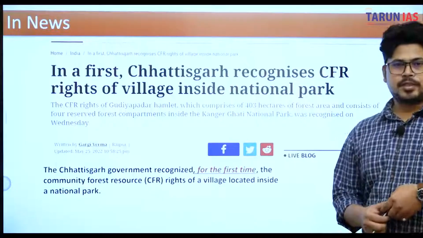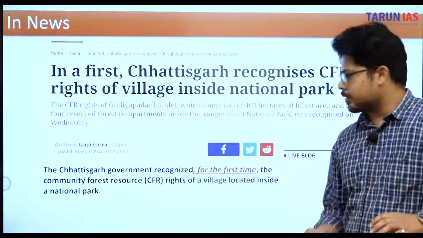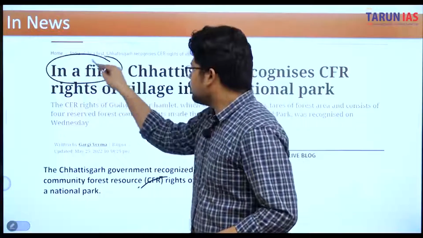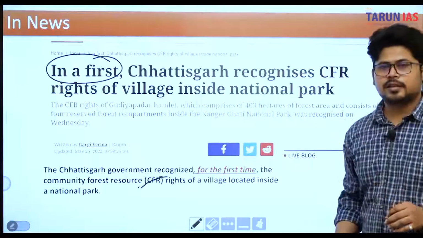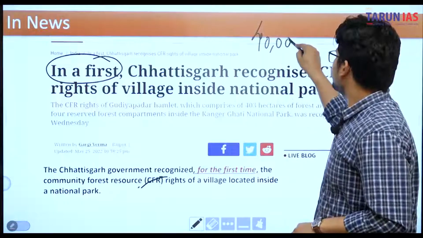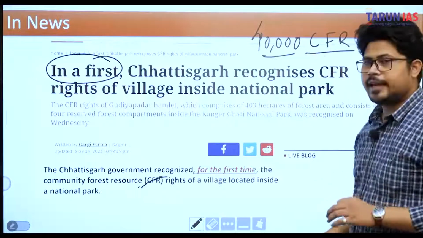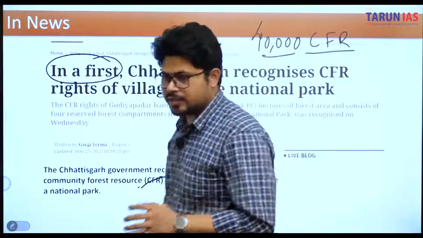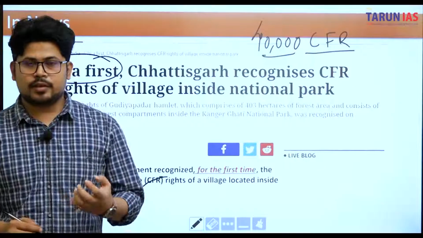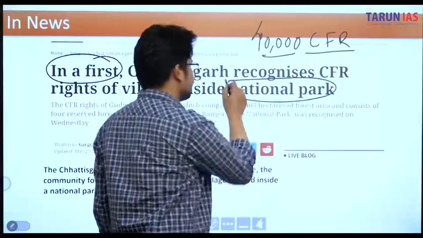In a first, Chhattisgarh recognizes community forest rights of a village inside a national park. So when it is written "in a first", Chhattisgarh has already recognized around 40,000 community forest rights, but for the first time, the Chhattisgarh state has recognized a community forest right of a community which resides inside a national park.